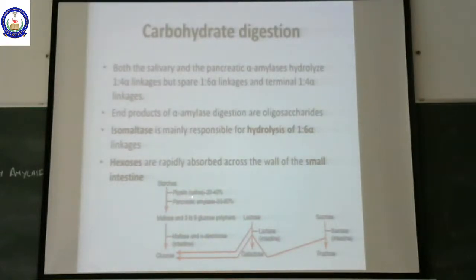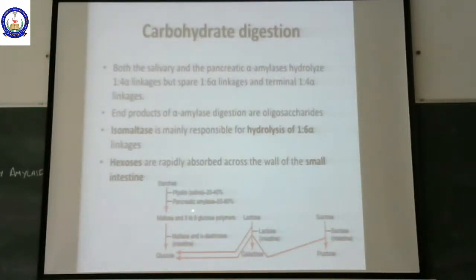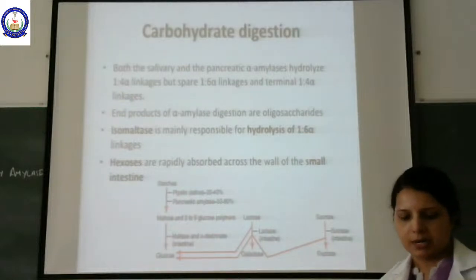Okay, so the salivary amylase amounts to 20 to 40% of the digestion of carbohydrates in the oral cavity or the mouth, and the pancreatic amylase contributes the remaining 50 to 80% of the breakdown of carbohydrates.